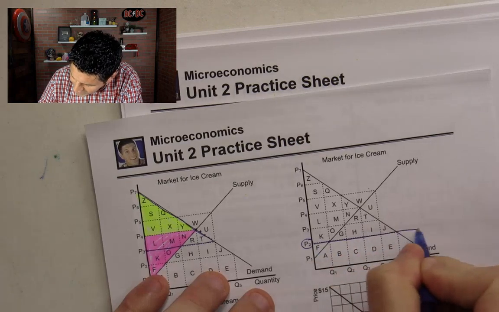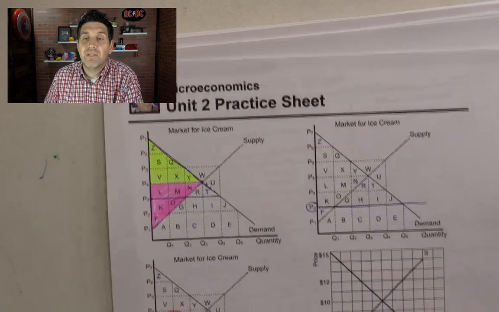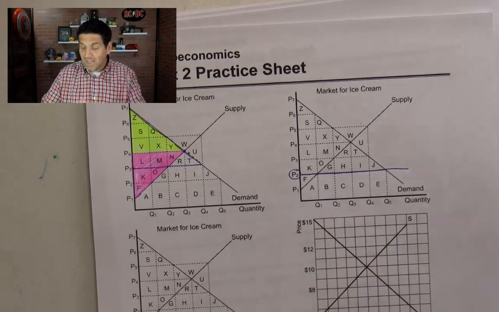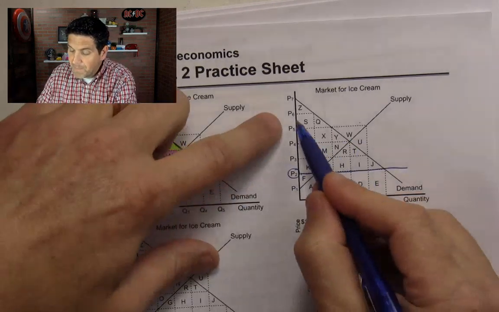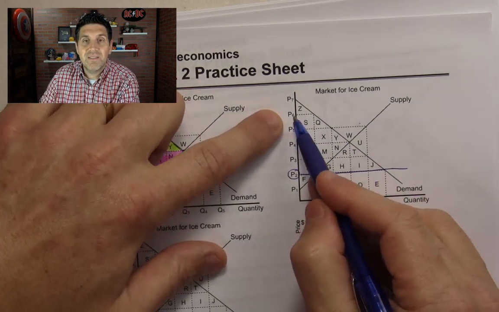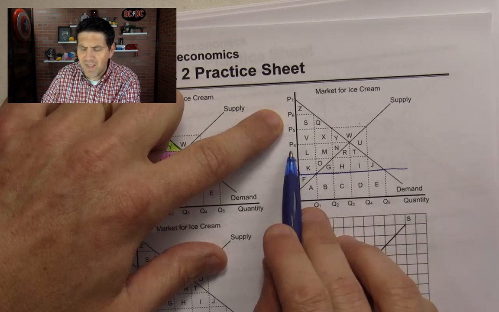The government is saying, listen, price can't go over P2. It's illegal. It's impossible. You can't have the price go over P2. And that's binding because it's below equilibrium. If it was up here at P6, it would not be binding. The government would be like, listen, you can't charge more than P6. And we're like, well, we're not trying to. The price is P4.